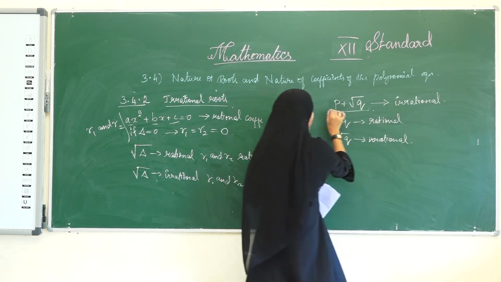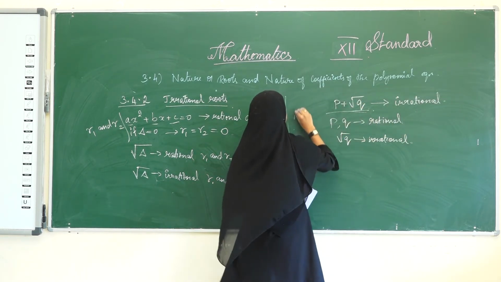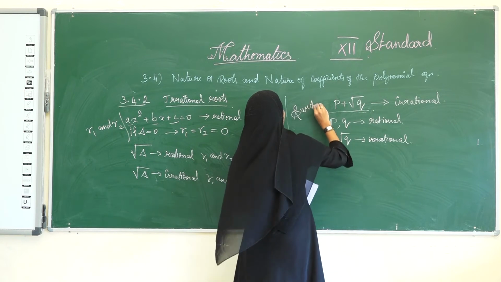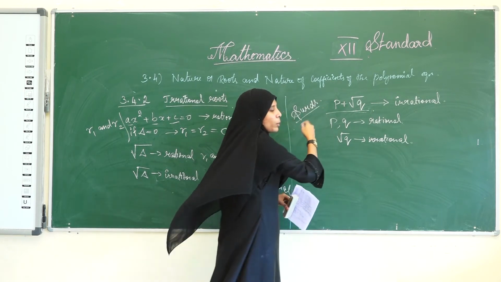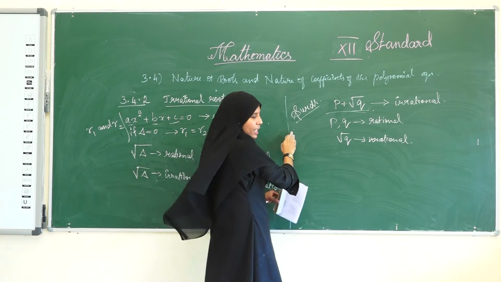This type of irrational number can be called surds. The important number format we can say is surds.